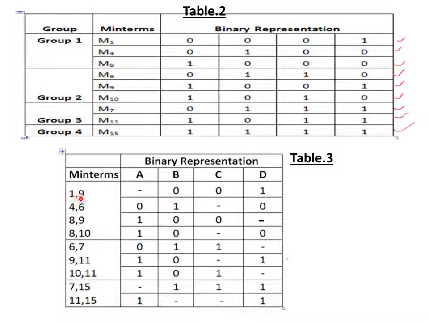So here the combinations are 1 9, 4 6, 8 9, 8 10. This is the comparison between group 1 and 2. Next, for group 2 and 3, the comparisons are 6 7, 9 11, 10 11. Then this is the comparison between group 3 and 4: 7 15 and 11 15. The differing bit we represent as a dash, and the remaining bits we write as they are. So this is the representation for single bit change.